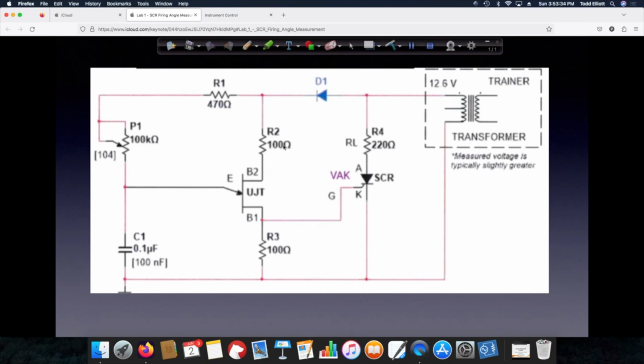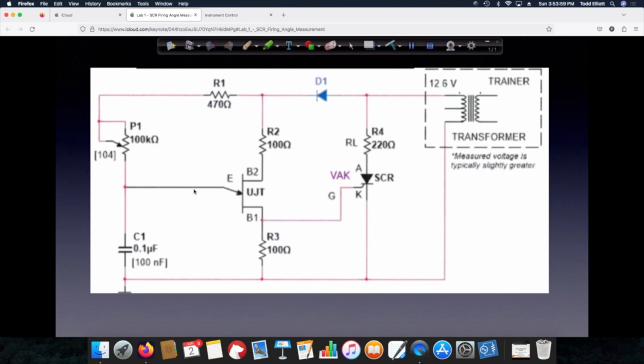Okay, and by controlling the resistance here, you can control how long it takes for the capacitor to charge, and therefore how long it takes for the UJT to fire. So if you were to set P1 to the zero resistance position, we would just have R1 and C1, the 100 nanofarad capacitor.